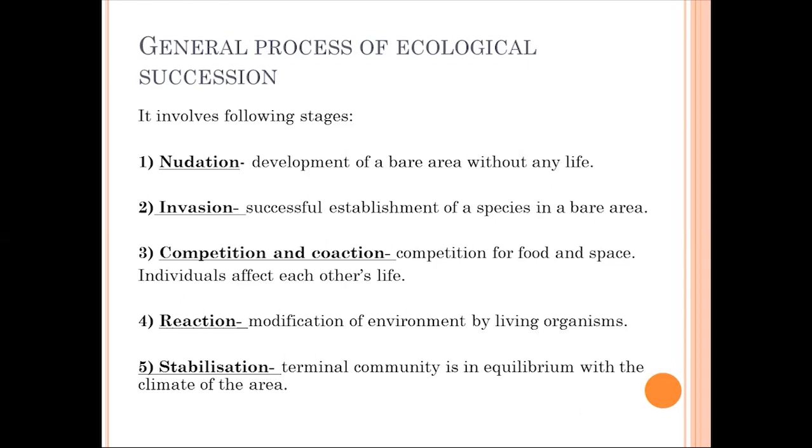And the final stage in ecological succession is stabilization. Stabilization is also known as climax. Okay, so there will come a stage where the terminal community, or the last community, is in equilibrium with the surrounding area, that is the climate of that area, and it will not be replaced. It will become the dominant community in that area. So that is known as stabilization.